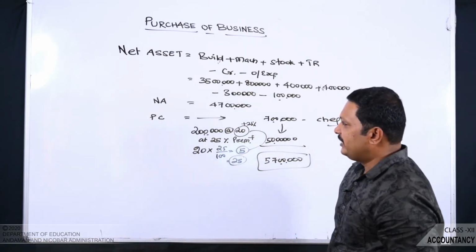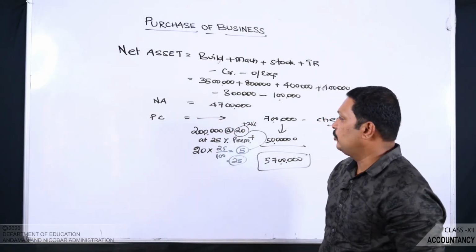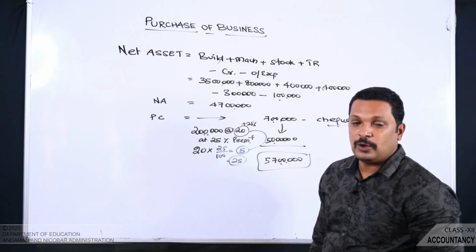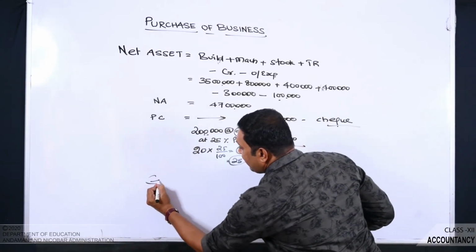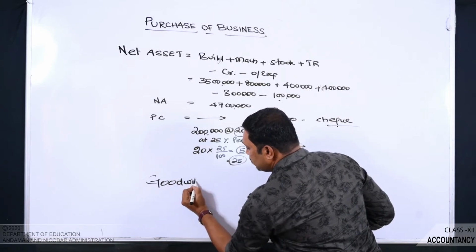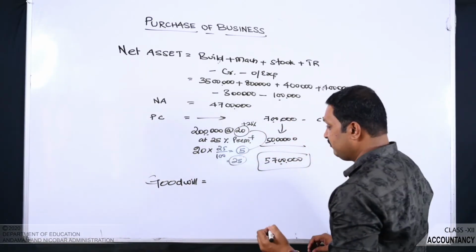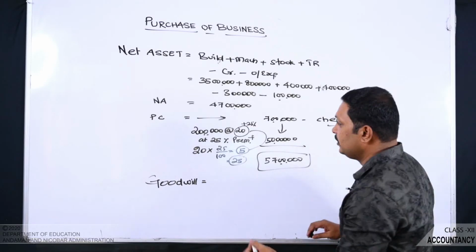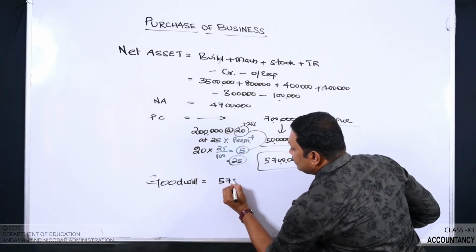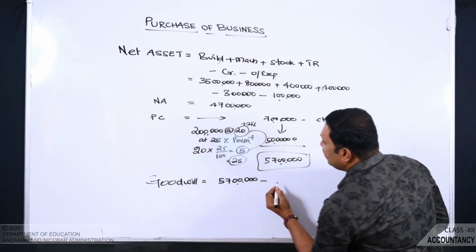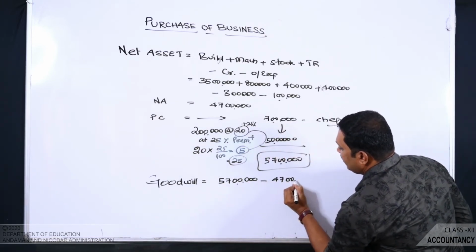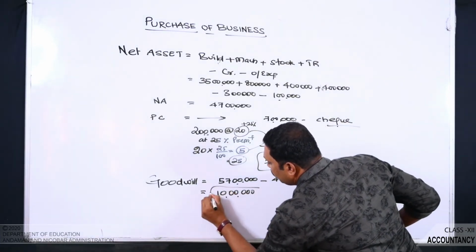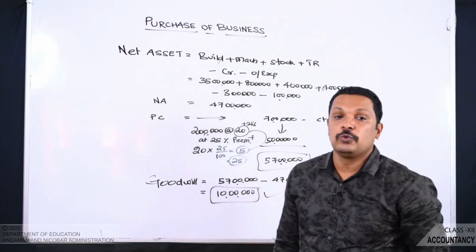Got it? How much net asset did we get? Net asset we got 47 lakh. In return we have to pay 57 lakh. Any idea what will happen? The gap is goodwill, because we are paying more than the net asset. It means we are paying for that reputation, for the name, we are paying extra. So 57 lakh is the purchase consideration for a net asset of 47 lakh. We are paying 10 lakh extra for the reputation. That's why it is called goodwill.